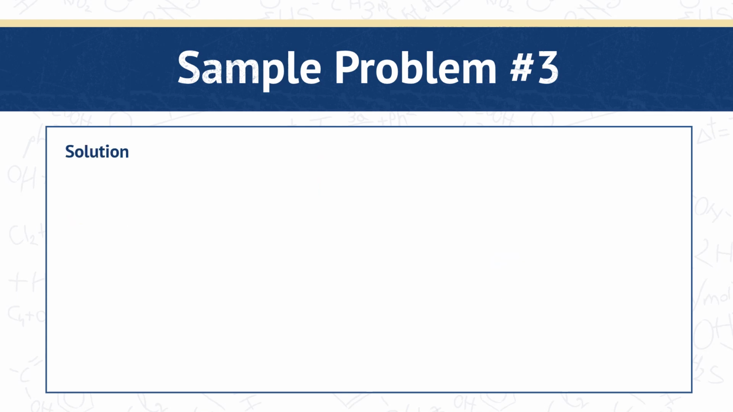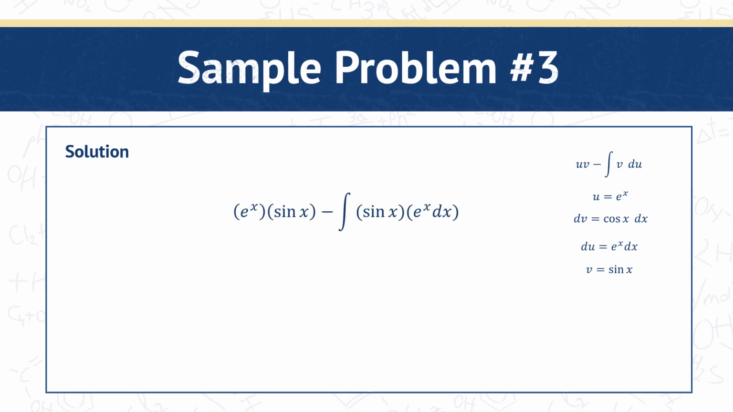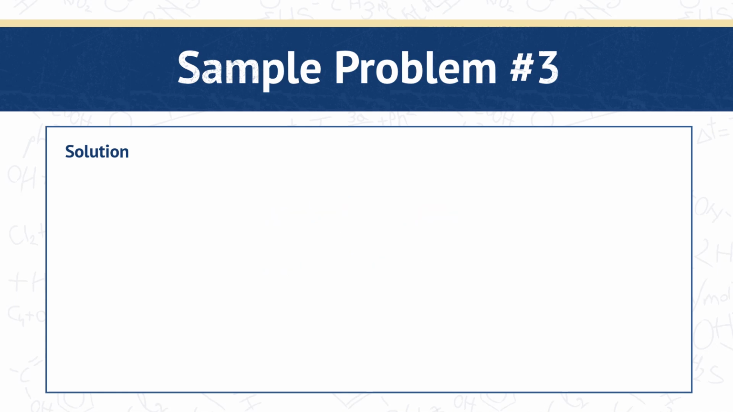Moving on, we write the function again in terms of uv minus the integral of v du. This will produce e raised to x sine x minus the integral of e raised to x sine x dx. Now, you will notice that the integral of e raised to x sine x is not integrable by simple integration techniques, nor is it integrable by u substitution. And this means it must be solved with integration by parts as well.